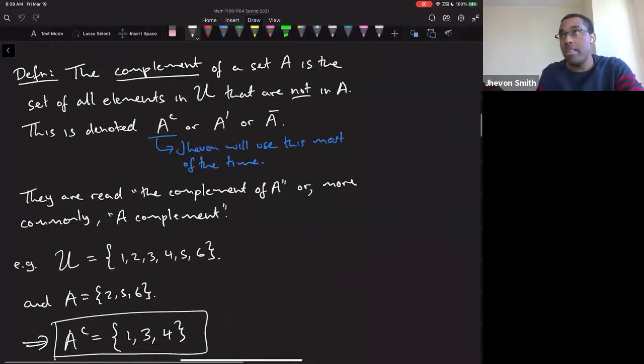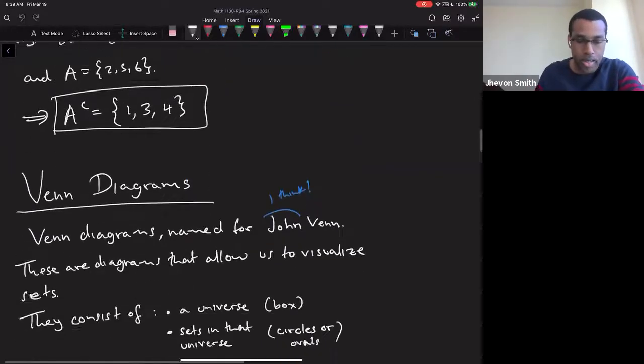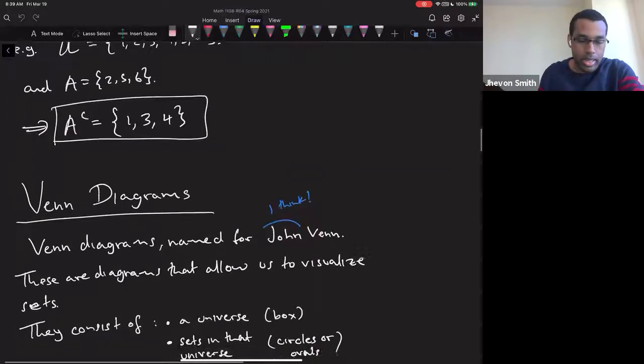The complement is everything that's in the universe that's not currently in the set that we are considering. So if we have a set A, everything that's not in A, but of course exists in the universe, we call that set of things A complement. I did some examples of that.